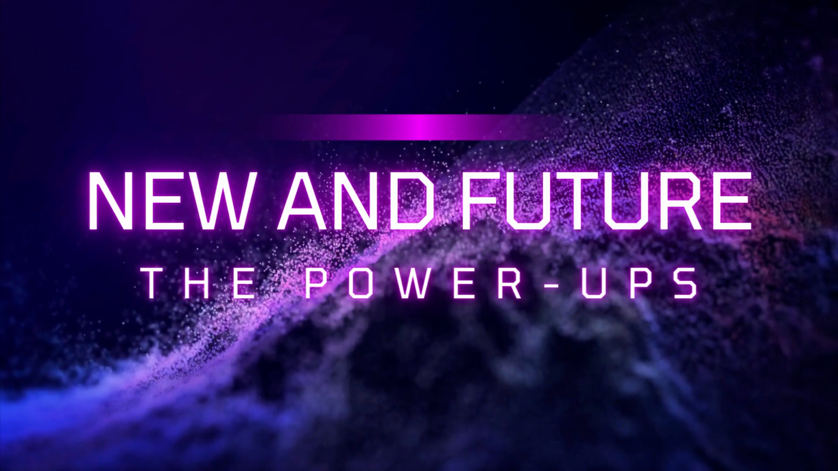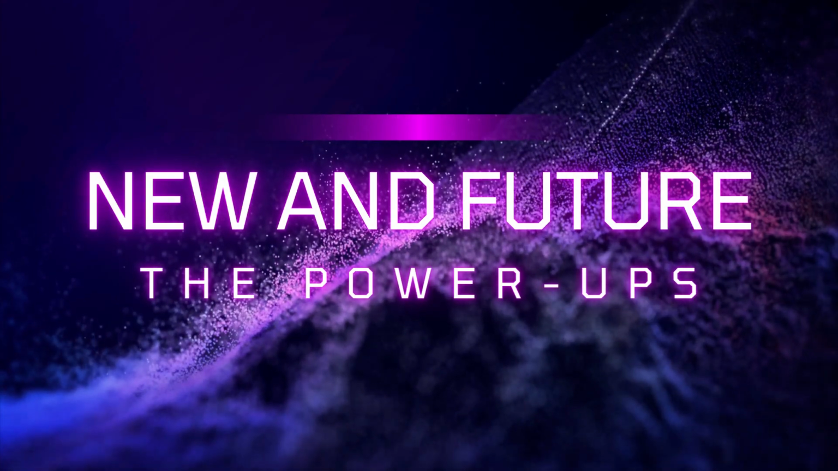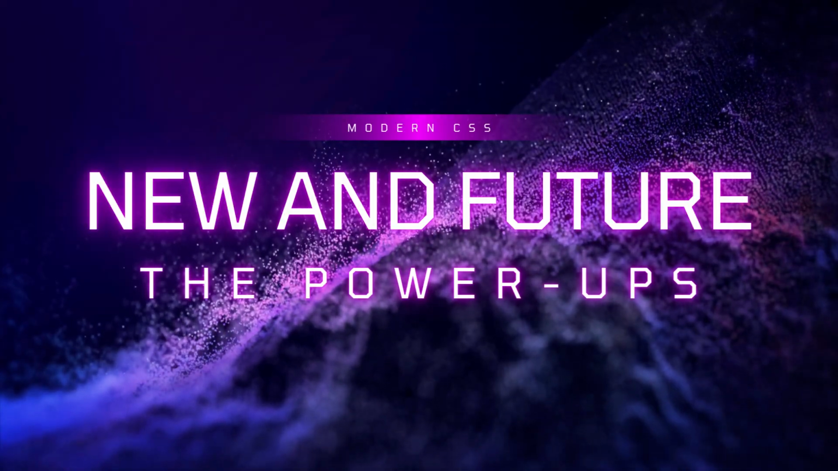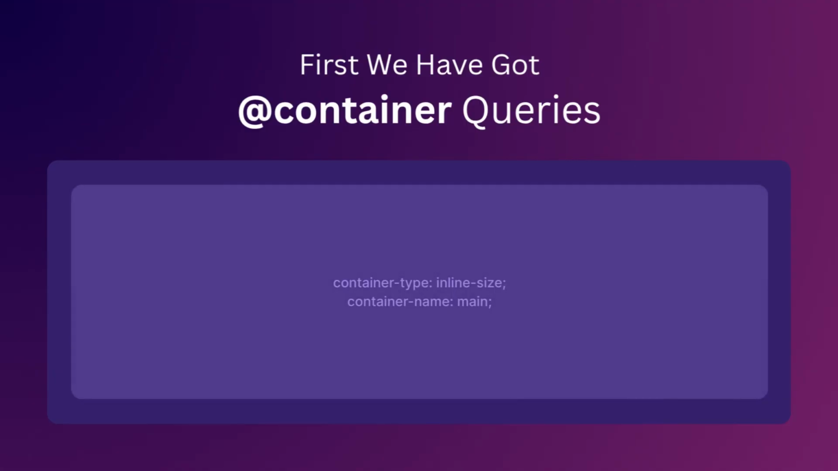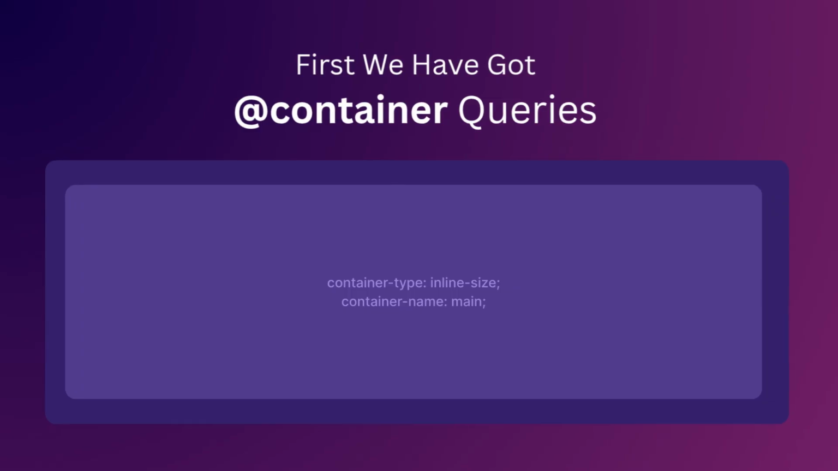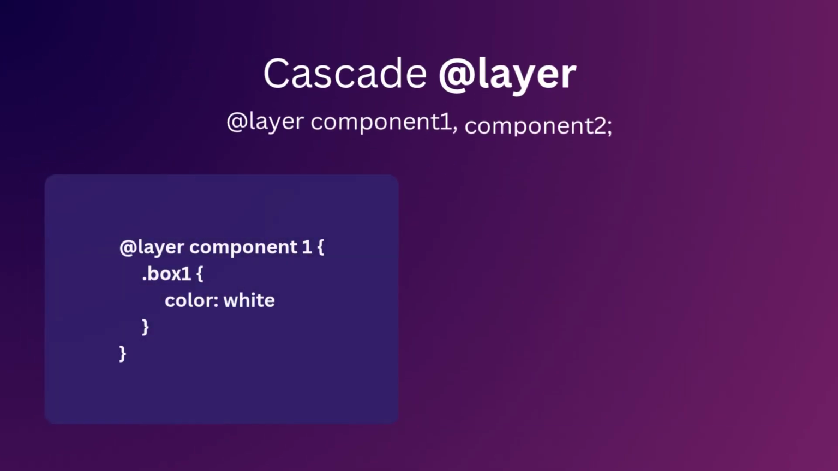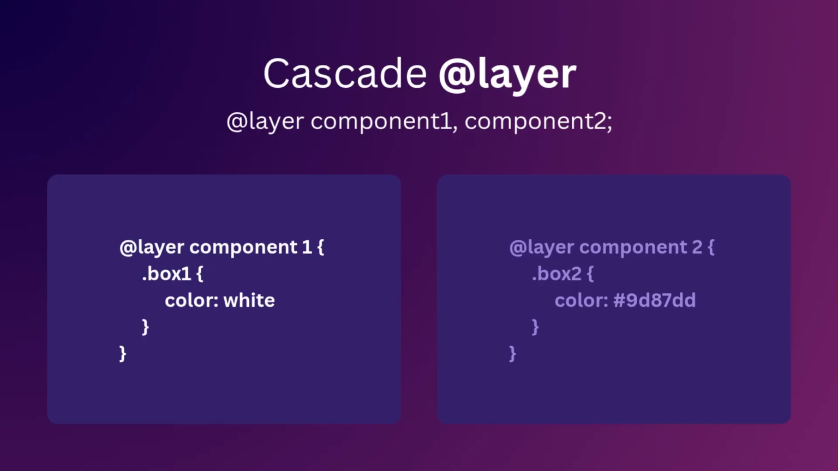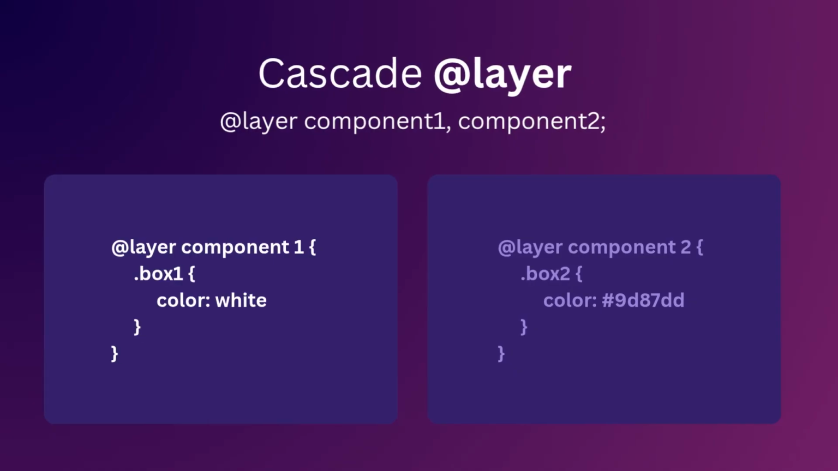4. The new and future. The power-ups. Modern CSS has totally leveled up, folks. First, we've got container queries. Components adapt to parent size, not just the viewport. That's huge. Then, cascade layers, with that awesome @layer. You decide the winner order right up front. No more specificity wars. Thank goodness.